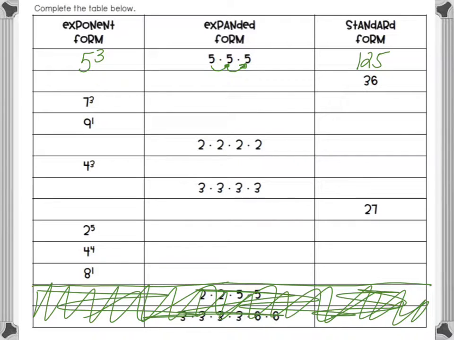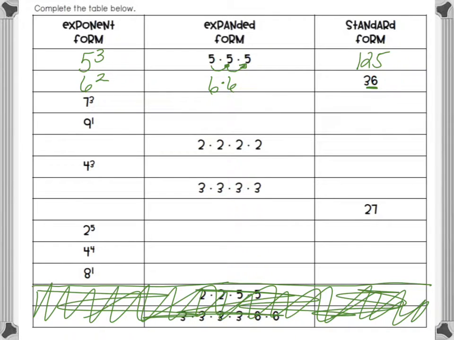Well, on this next one, what I need to do is figure out what I can multiply by itself, maybe several times, to give me 36. Well, I know that 6 times 6 is 36, so I'm going to use 6 times 6 here. And then this would be 6 squared, 6 to the second power.